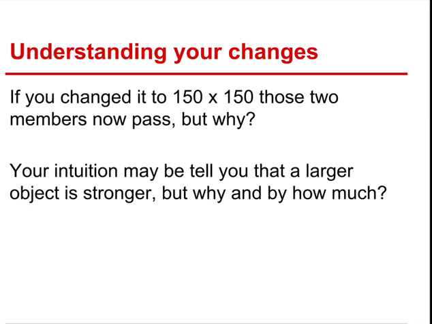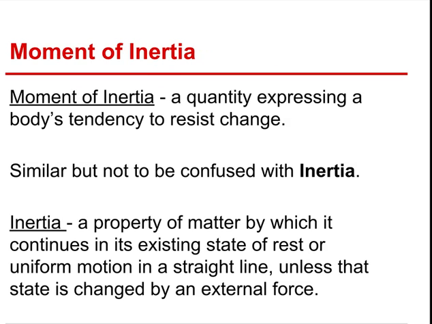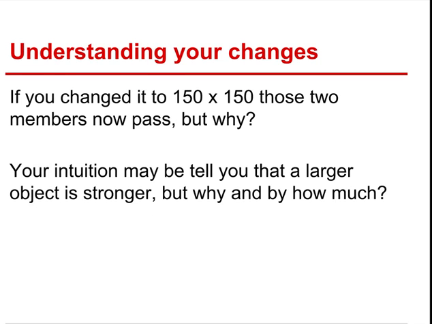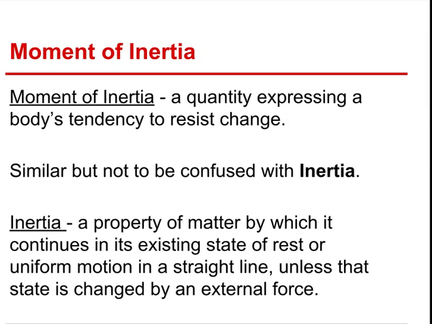If you change to 150 by 150, those two members now pass. But why? Well, because they're larger. For this class that will work, you do get into what's called moment of inertia, and the idea is a way of measuring a body's tendency to resist change. How much can it not change? And the bigger you get, the larger the moment of inertia. It's just a general trend.